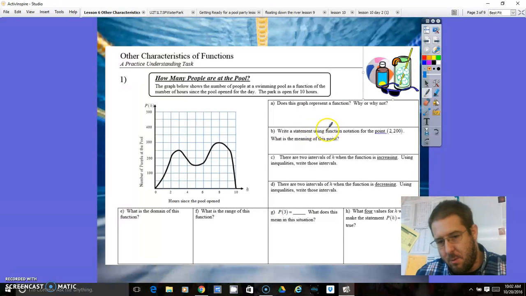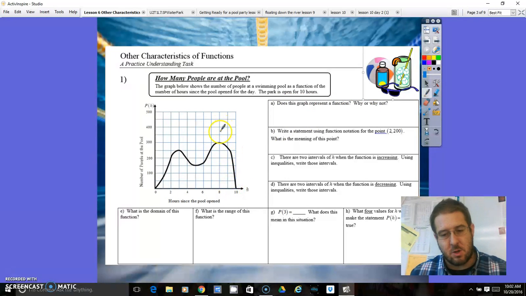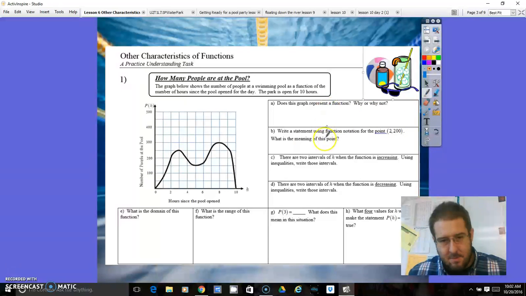All right, so this lesson, once again, is on characteristics of functions, looking at what we notice about the function: the domain, the range, the increasing intervals, decreasing intervals, function notation. Does this graph represent a function? Why or why not? Yes, it does, because every domain value has exactly one range value. It passes what's called the vertical line test. If I put a vertical line, a straight up and down line, I will never hit the graph more than once at the same time.